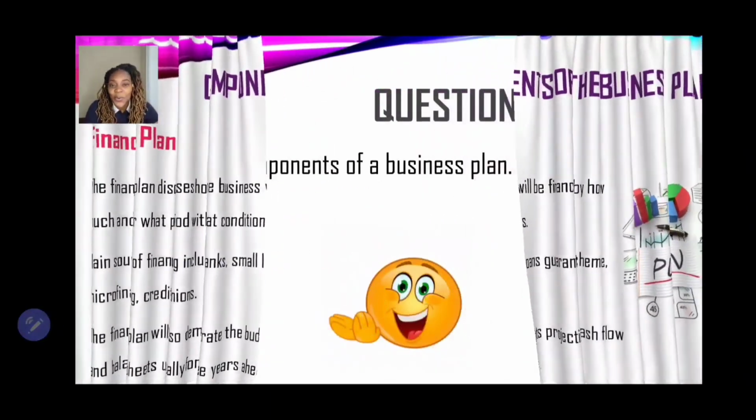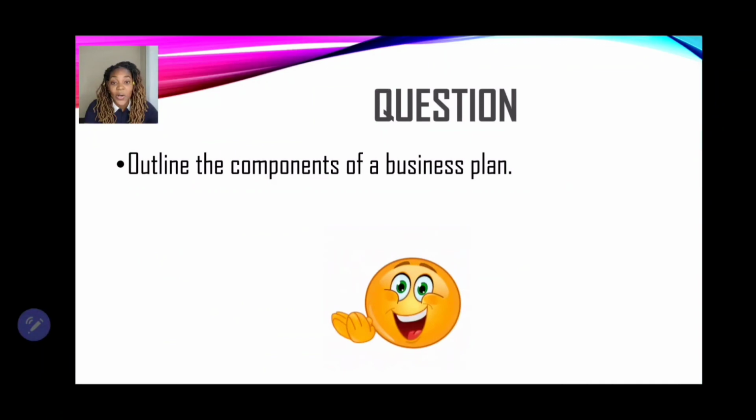Now we're at our question. Outline the components of a business plan.